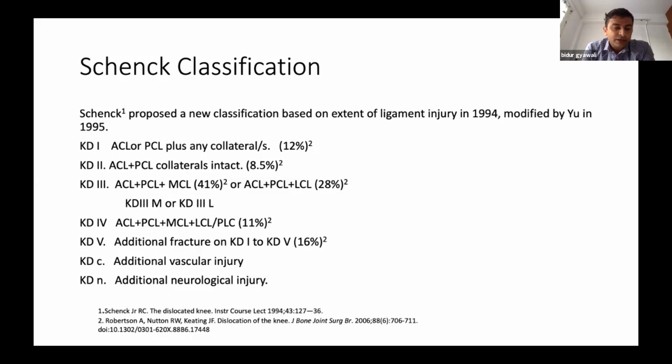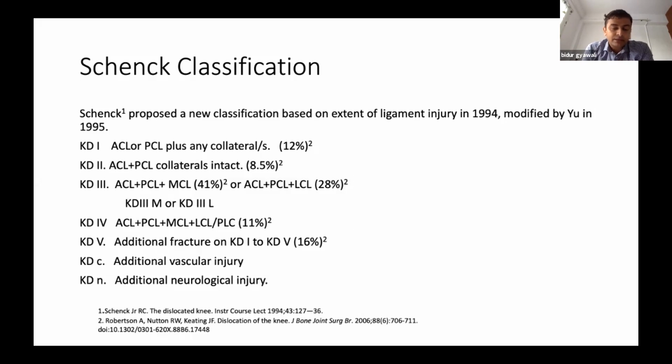And the type 5, KD type 5, is the additional fracture on KD 1 to 4 injuries. If any of the classification is associated with fracture, that is fracture dislocation, it is considered knee dislocation type 5. These associated fracture injuries constitute around 16% of the overall injuries.